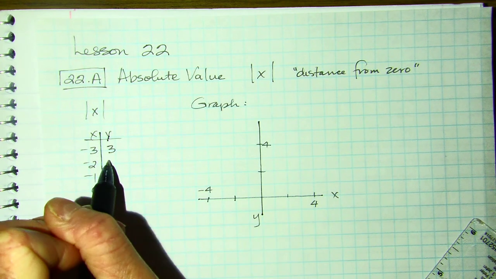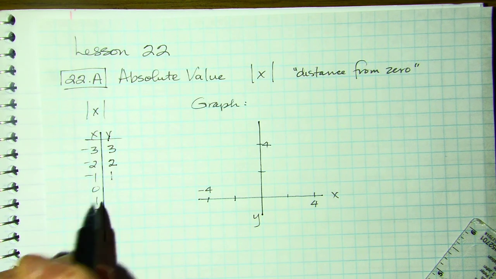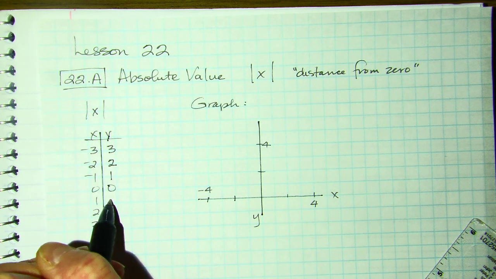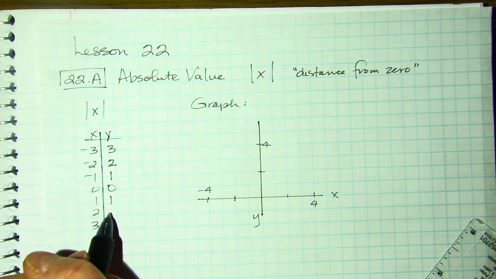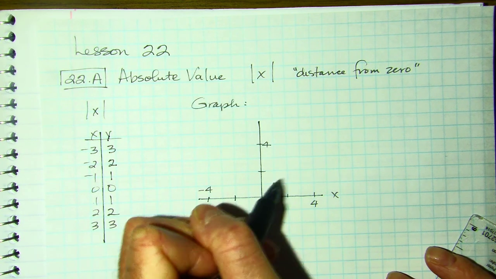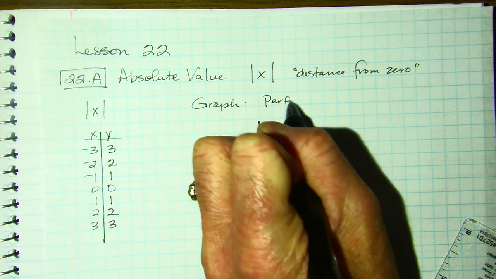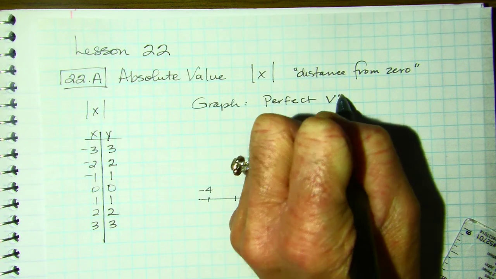The distance of -2 from 0 is +2. The distance of -1 is 1, 0. Now this side's easy, right? 1 is 1 unit from 0. 2 is 2 units. 3 units. So your graph should be a perfect V shape.